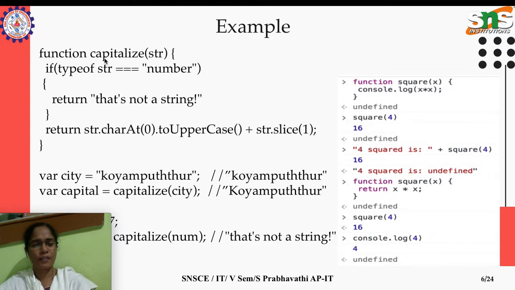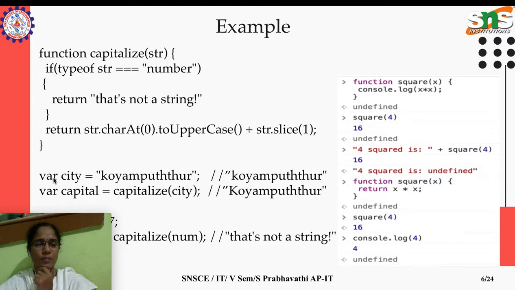Function, the function name, which takes one argument and compares the data type. Typeof is an operator which we have seen in the previous session. So typeof returns the data type of the variable. Here the function takes one argument.